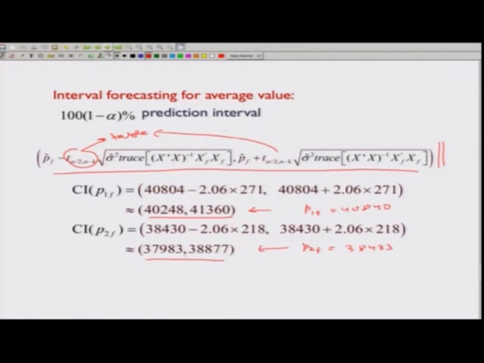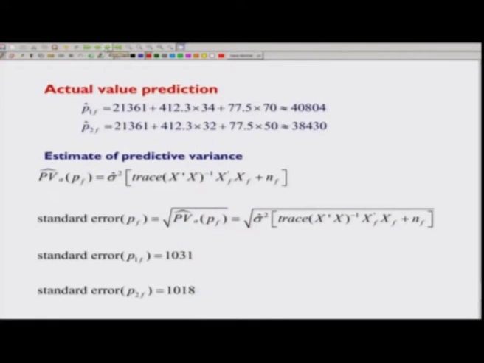Okay, now next we try to make the actual value prediction. Up to now we have considered the average value predictions. As we have seen, the predictor remains the same in both cases, whether we are interested in average value prediction or actual value prediction. So, these two values will remain the same as earlier, but the difference will come when we try to find out their standard errors.